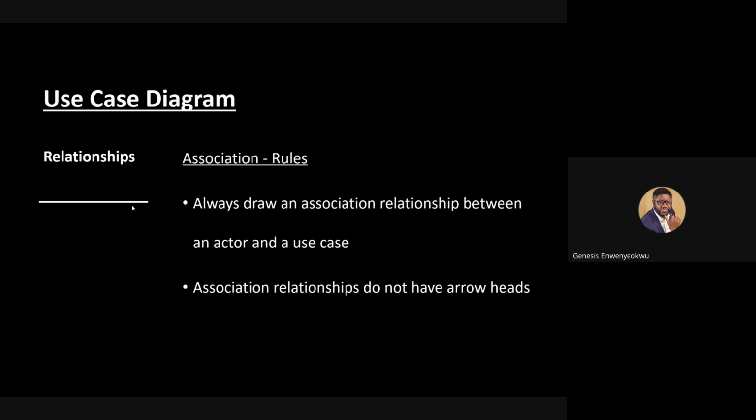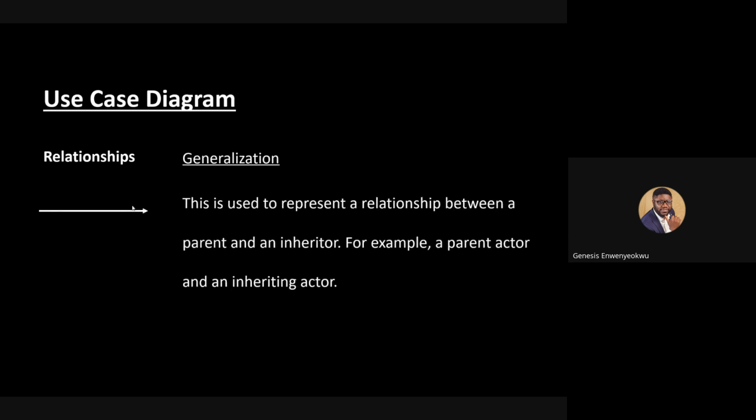I've also explained what a use case is. When you are trying to show the relationship between an actor and a use case, just like when you're trying to show the relationship between 2 students that are taking the same course, we say the relationship is what? Classmates. So when you're trying to show the relationship between an actor and a use case, the relationship that you use is what? Association. Number 2 is that your association relationships do not have arrowheads.